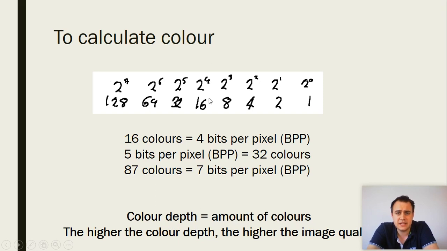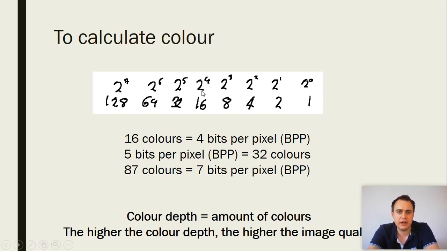So here I've got 16 colors, and that equates to 4 bits per pixel because 2 to the power 4 is just here. Let's say I've got 32 colors, that's 5 bits per pixel because 2 to the power 5 is just here. Let's say I've got 2 bits per pixel. Well, I can just look at this top row up here and say, oh, it's 4 colors. Let's say I've got 7 bits per pixel. Oh, there's 128 colors that I can choose from. Let's say I've got 87 colors. Now, 87 lies in between here. We just round up and we say, well, it's 7 bits per pixel.